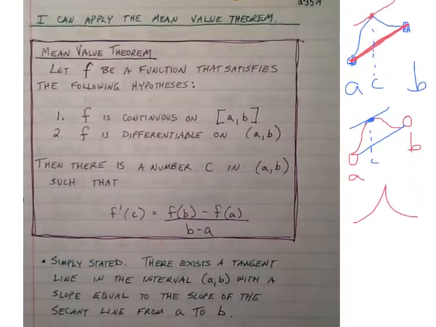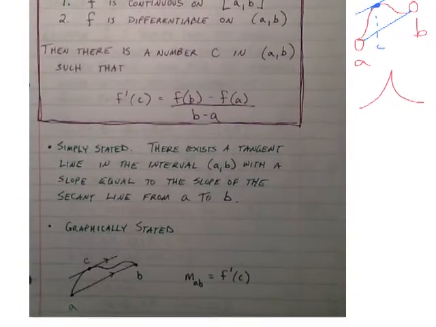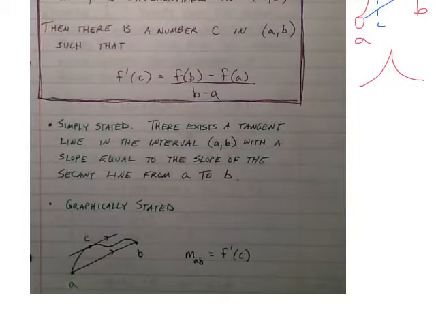So I wrote that kind of in layman's terms down here. Simply stated, there exists a tangent line in the interval a to b with a slope equal to the slope of the secant line from a to b. And I drew a very simple graph of it that says the slope of the secant line is equal to the derivative at c. This is a very simplistic, probably I would argue mathematically incomplete statement, but it's getting the idea across from above. So let's take a look at some examples.